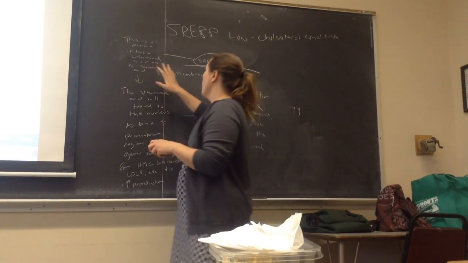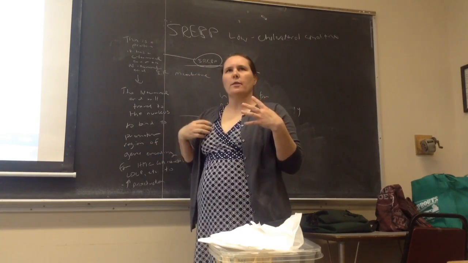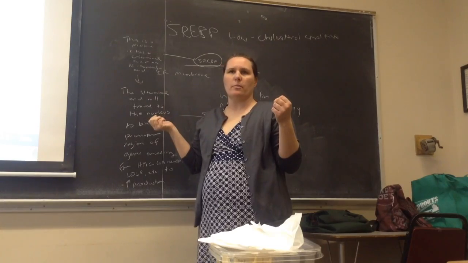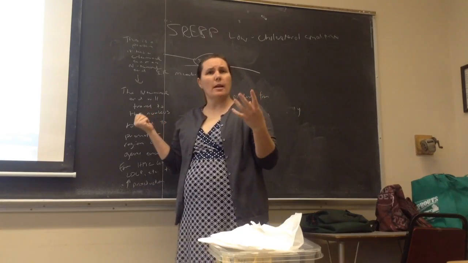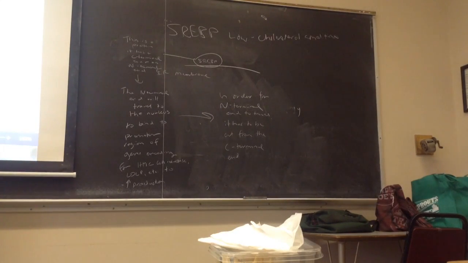So SREBP is a protein. It has an N-terminal end and a C-terminal end. The N-terminal end of this protein is capable of traveling to the nucleus and attaching to the promoter region of a gene which encodes for HMG-CoA reductase, and then another gene which encodes for the LDL receptor, and another gene which encodes for all these different things to increase production. Does that part make sense?